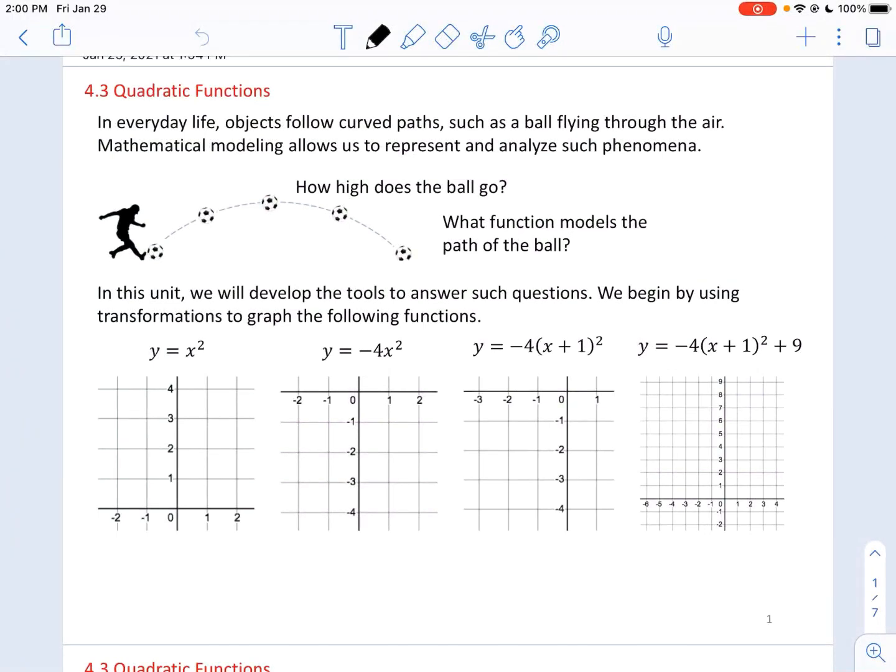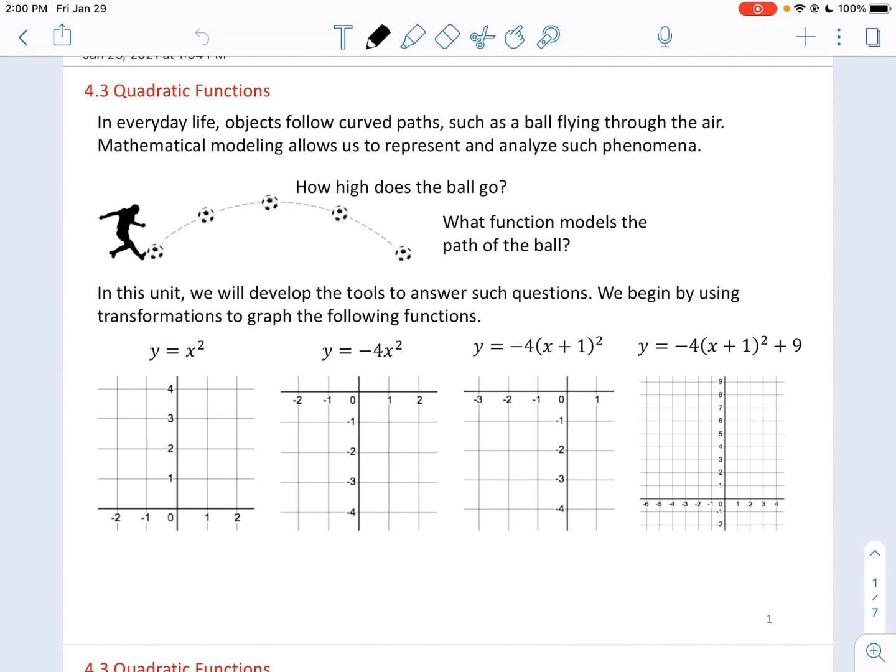Hello students! Quadratic functions. Now in everyday life, objects follow curved paths, such as a ball flying through the air. Mathematical modeling allows us to represent and analyze such phenomena. For example, if a ball is kicked through the air, how high does the ball go? What function models the path of the ball? In this unit, we will develop the tools to answer such questions.